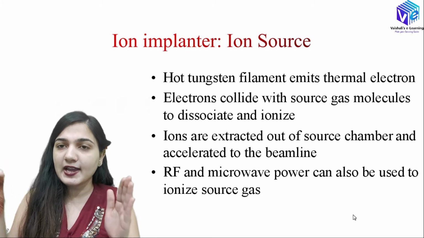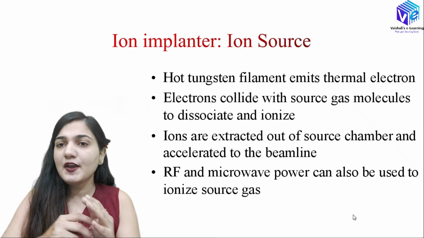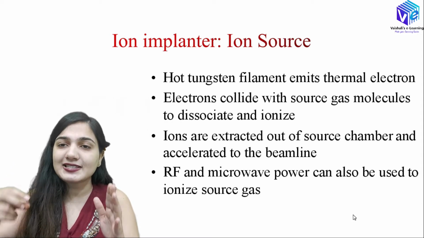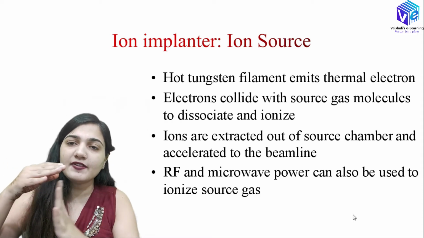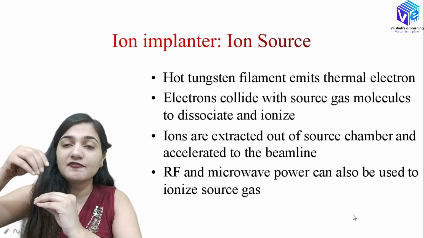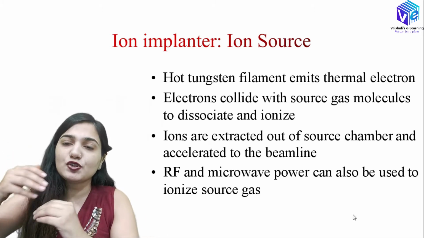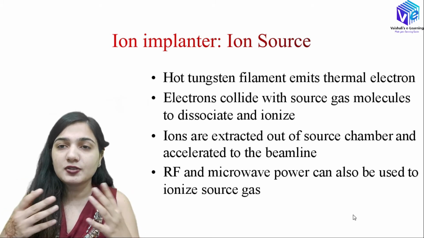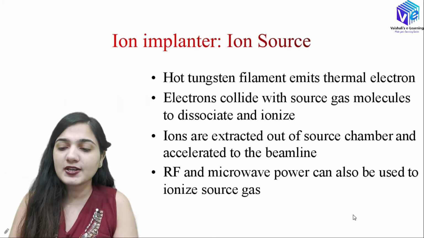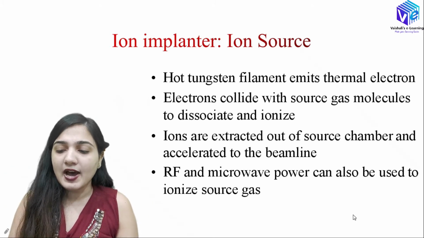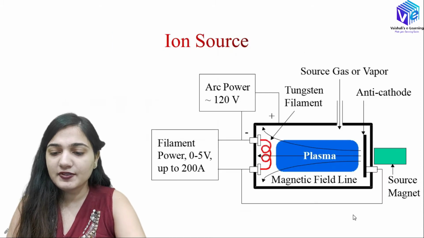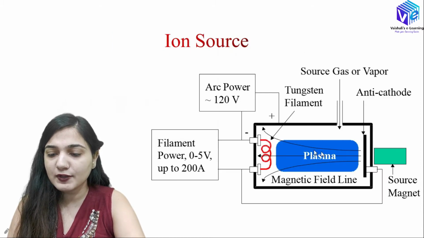First, we are using the electrons to ionize BH3 or any other source gas. Second, we are using the electricity or RF power. When these ions are moving downwards, this RF power will again dissociate them. So the atoms left without any dissociation will dissociate when they pass through the RF or the microwave power. Okay, so now this is how the ion source looks.